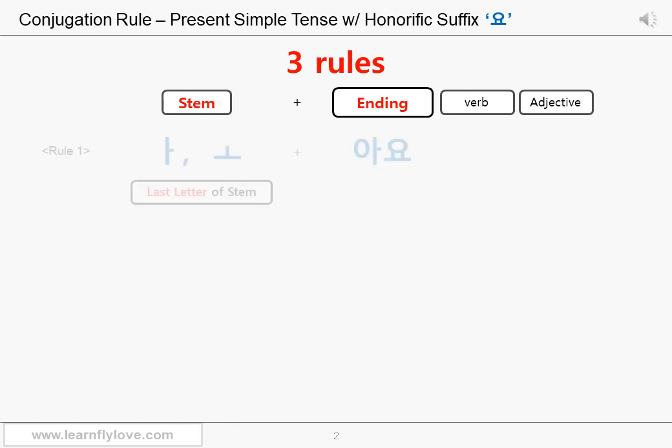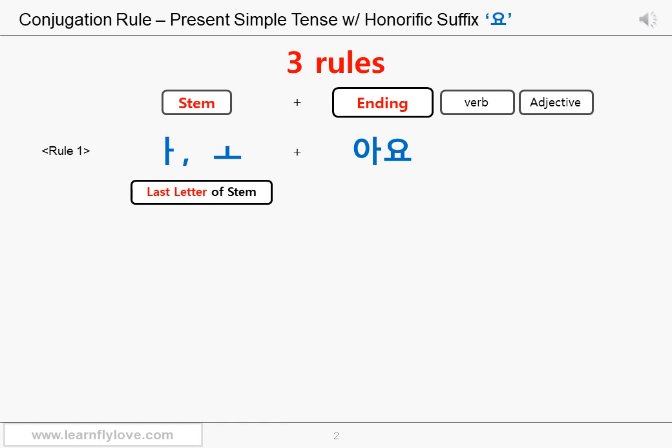Rule number 1. When the last letter of the stem has a or o vowel, you always add the ending ayo with a sound. Yes, ayo is one of the endings. I said the last letter of the stem, not the first letter, not the letter in the middle, the very last letter of the stem. And the last letter of the stem is not ta sound.